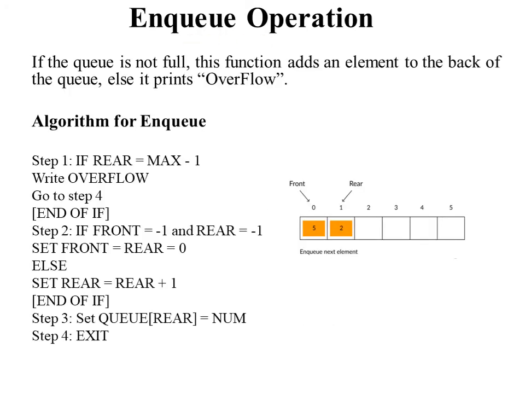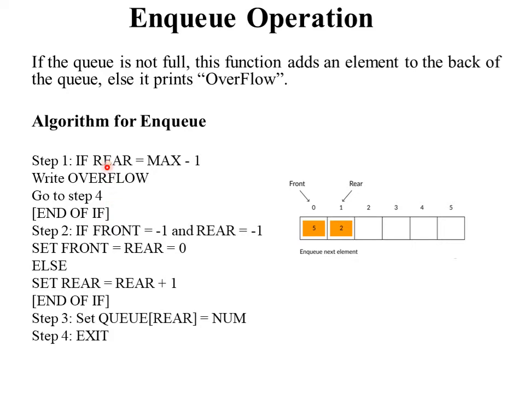Enqueue operation. If the queue is not full, this function adds an element to the back of the queue, else it prints overflow. Algorithm for enqueue. Step 1. If rear is equal to max minus 1, then write overflow. Here condition is we check if queue is full or not. If queue is full, then write overflow, or go to step 4. Step 4 is exit. So here end of this algorithm.